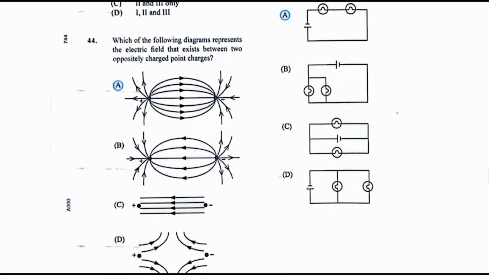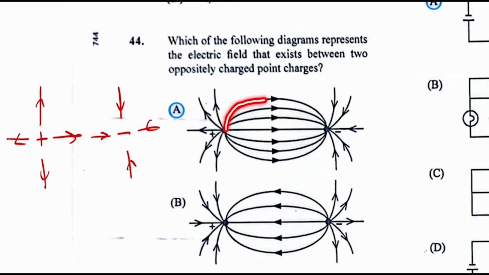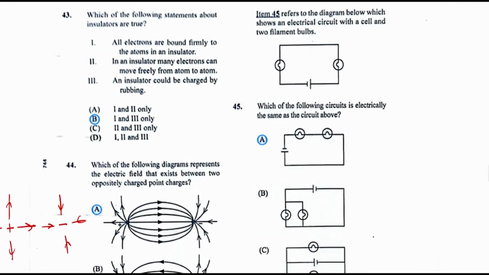Which of the following diagrams represents the electric field that exists between two oppositely charged point charges? I just want you all to remember that if you have a positively charged particle, the electric field lines extend outwards, and if you have a negatively charged particle, the field lines extend inwards. And obviously, since they are oppositely charged, they're going to attract each other. So the positive extends outwards and is attracted to the negative, right? And this is the only diagram that reflects these properties. So 44A.